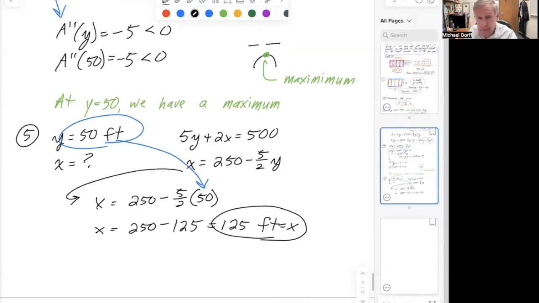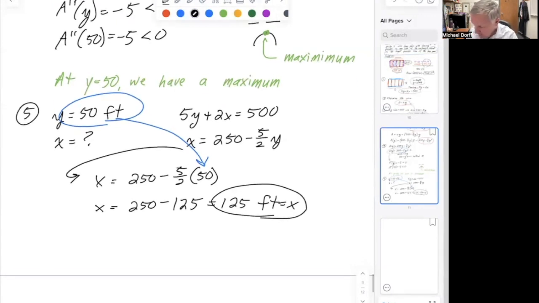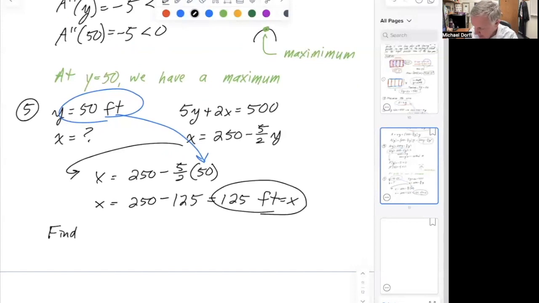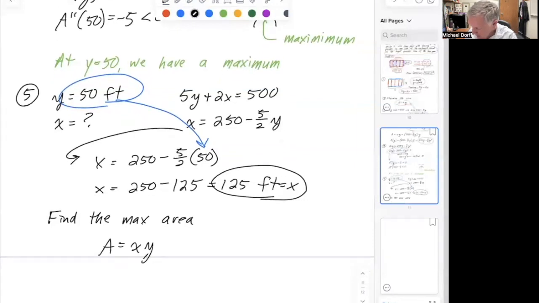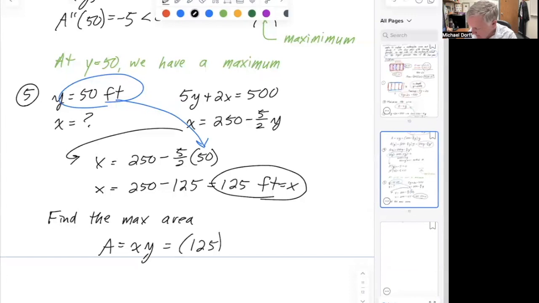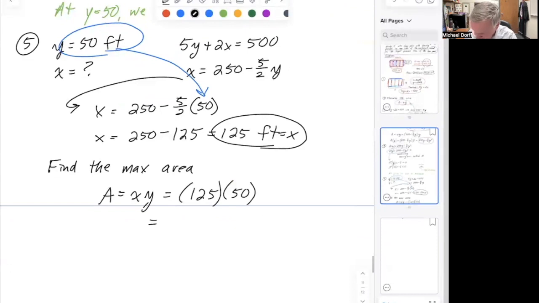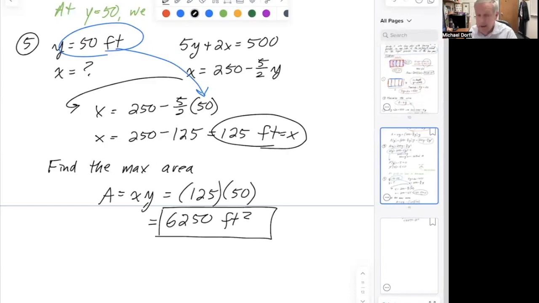That's my x. Now I'm not done, because what am I supposed to find? We're supposed to find the max area. Well, and the area, what was area? It was x times y. So now I can put these in. I have 125 for x, 50 for y. And when I multiply those together, then I'm going to get 6,250 square feet. And that's going to be my final answer, the maximum area of the 4 pens put together.